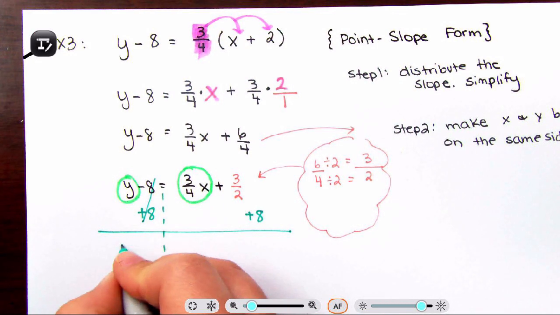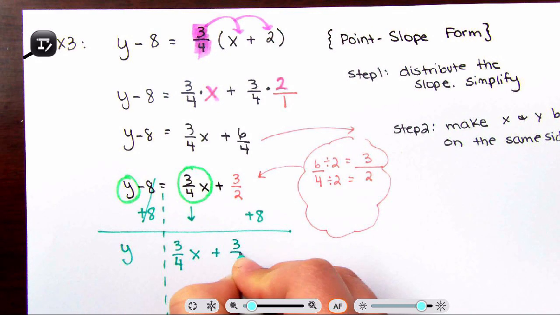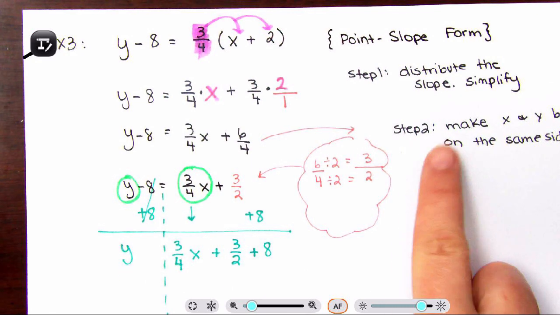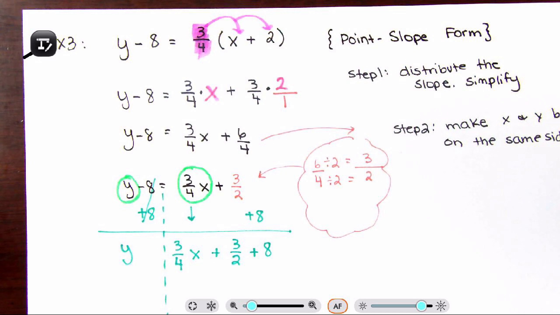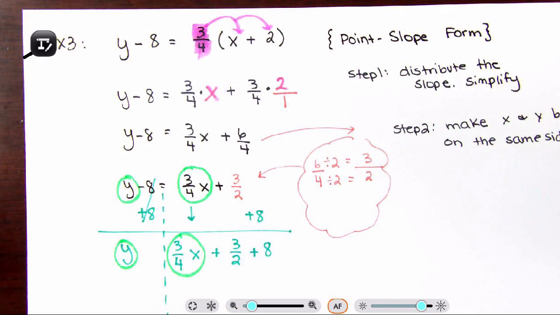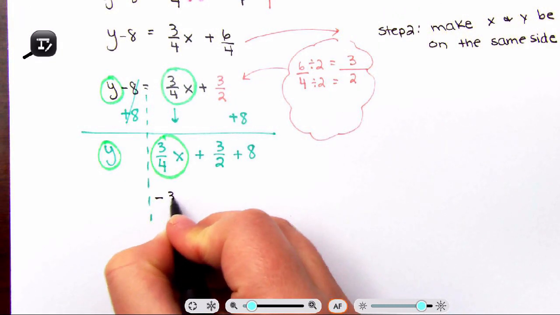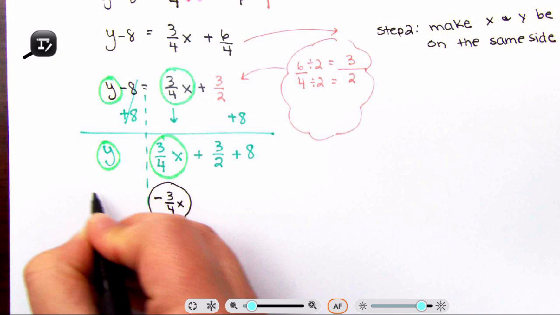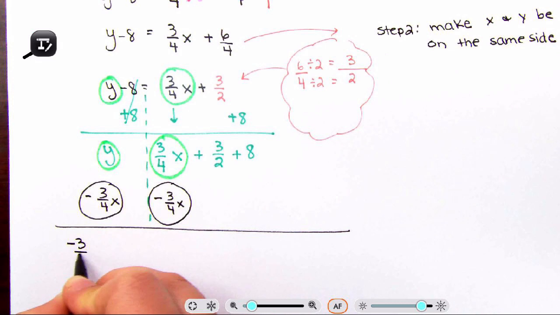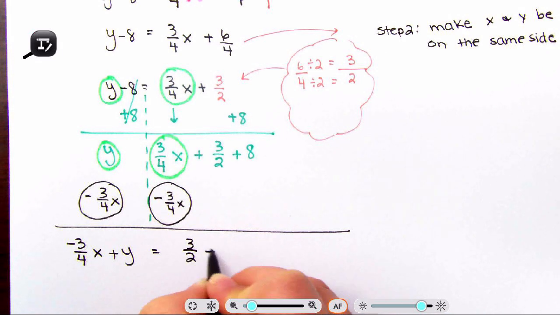So these go away, so I have y, then I have 3/4 x plus 3/2 plus 8. And I'm going to leave the plus 3/2 plus 8 for right now because that's not what step number 2 is. Step number 2 is to move the x and the y on the same side. So now I have y here and I still have this x. This x bubble is positive, so I'm going to move this x bubble by making it opposite, by making a minus 3/4 x bubble. So what does that give me? That gives me negative 3/4 x plus y is equal to 3/2 plus 8.